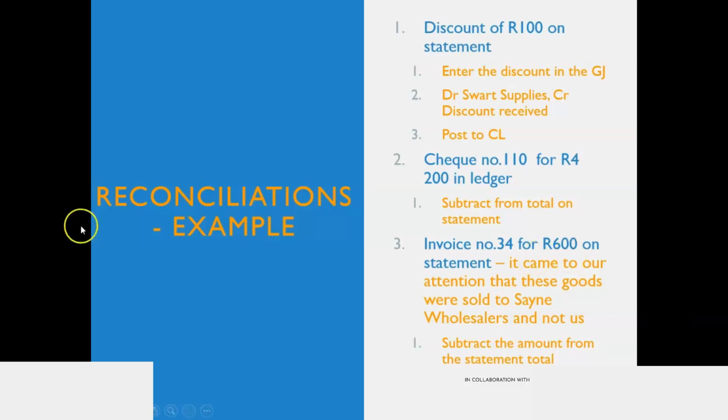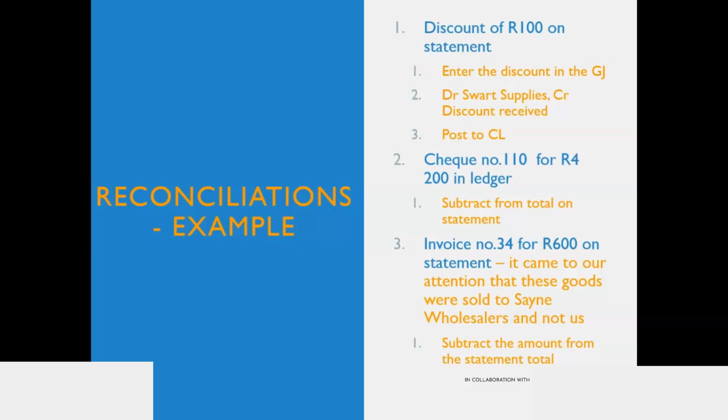So here they are telling us that invoice number 34 for 600 on statement, it came to our attention that these goods were sold to Sane Wholesalers and not us. You get it? So this is an error that they found out along the way. We received the statement there, but they're saying we took goods for 600 rand and we actually didn't take any goods for 600 rand. You get it? So since we didn't take any goods and there is an amount there, it means what? It means that it's not our problem.